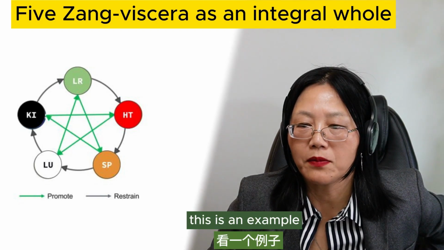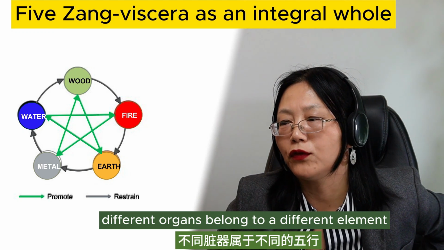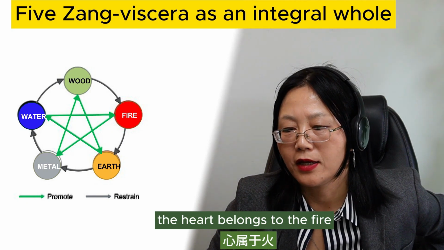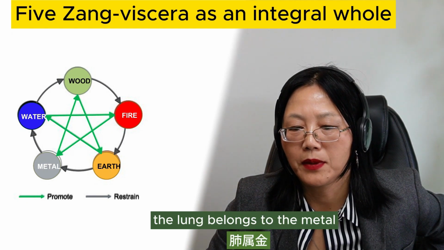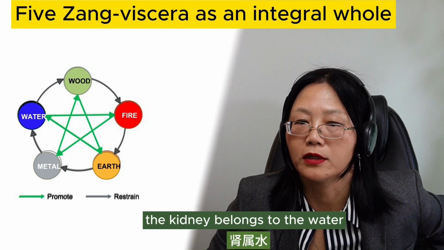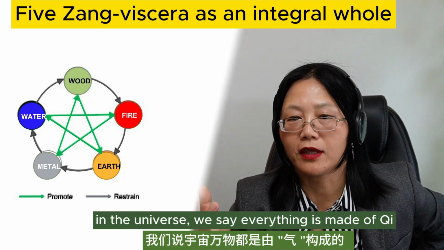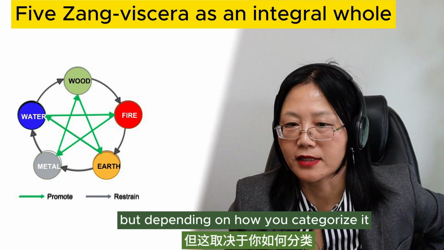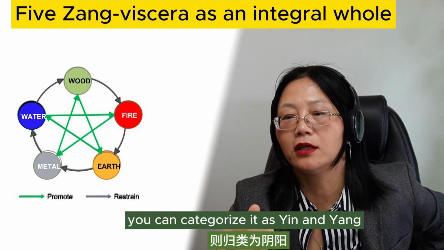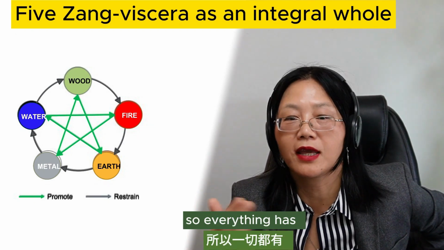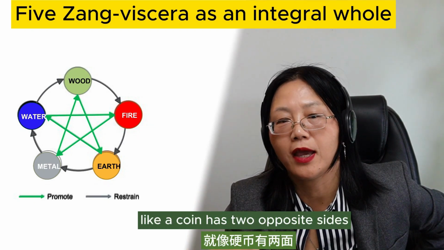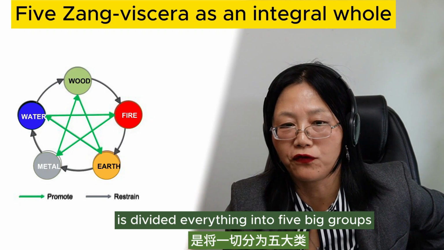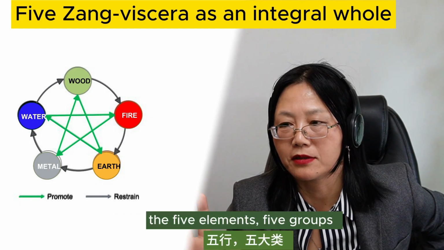This is an example. Different organs belong to different elements: liver belongs to wood, heart belongs to fire, spleen belongs to earth, lung belongs to metal, kidney belongs to water. All the universe, everything is made of qi, but depending on how you categorize it. If you categorize it as 2, you can categorize it as yin and yang. Everything has the yin part and the yang part, like the coin has 2 opposite sides. But then another perspective is dividing everything into 5 big groups, the 5 elements.